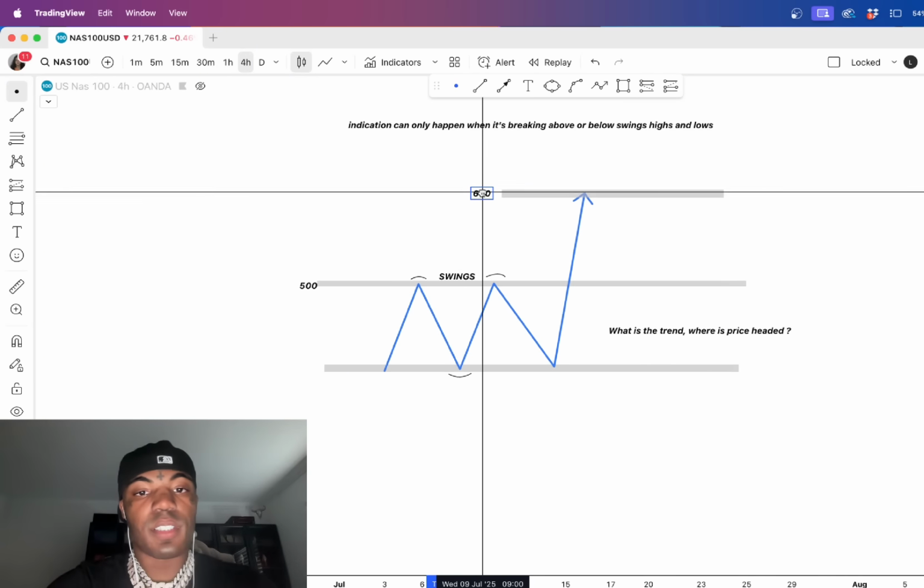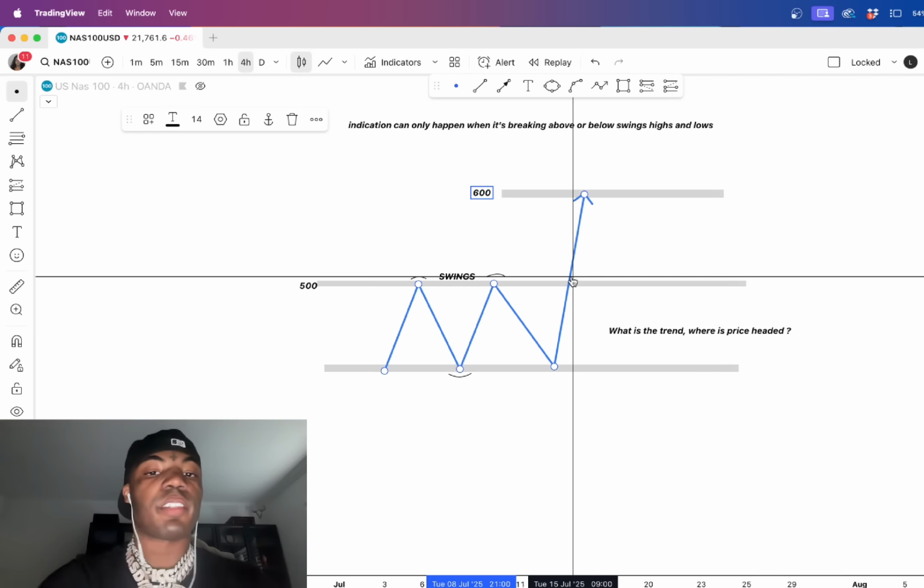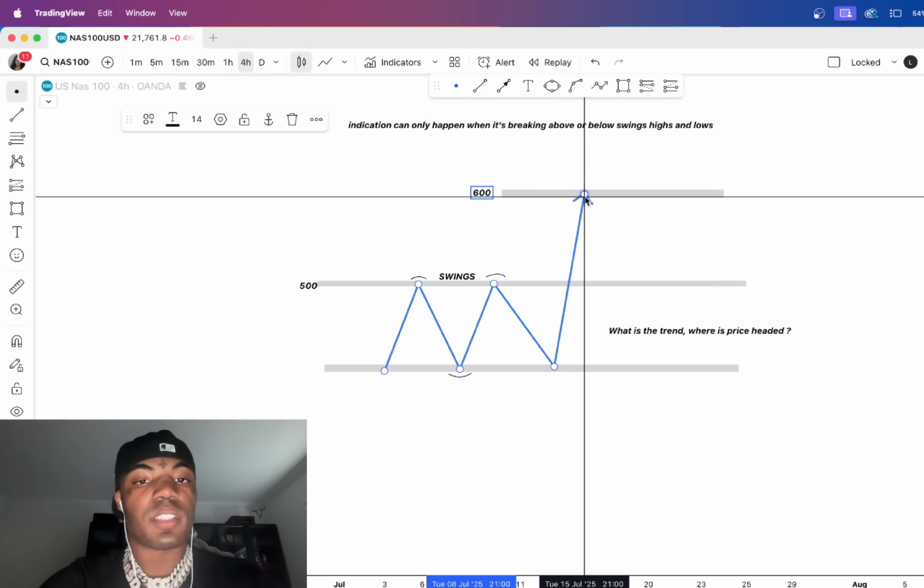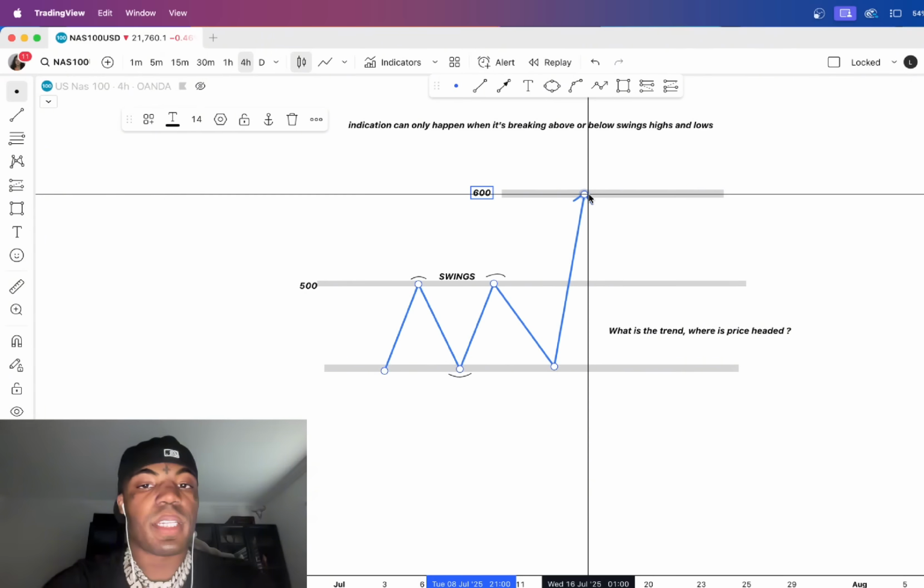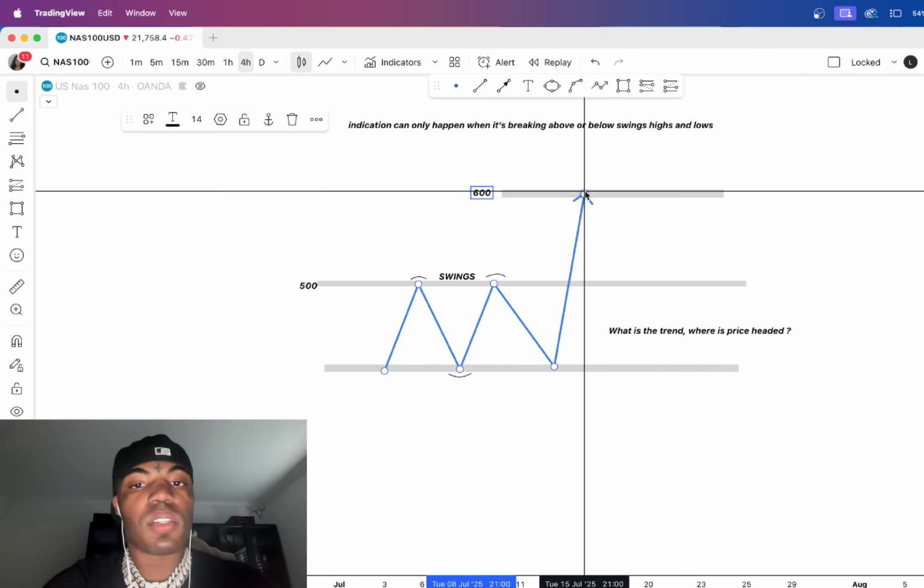So that indication is now going to show this is where that momentum started. It started anywhere above 500. So anything above 500 has the potential to go to 600, right? That's basically what an indication is showing you. It's showing you where your entry is going to be and where the exit is going to be.